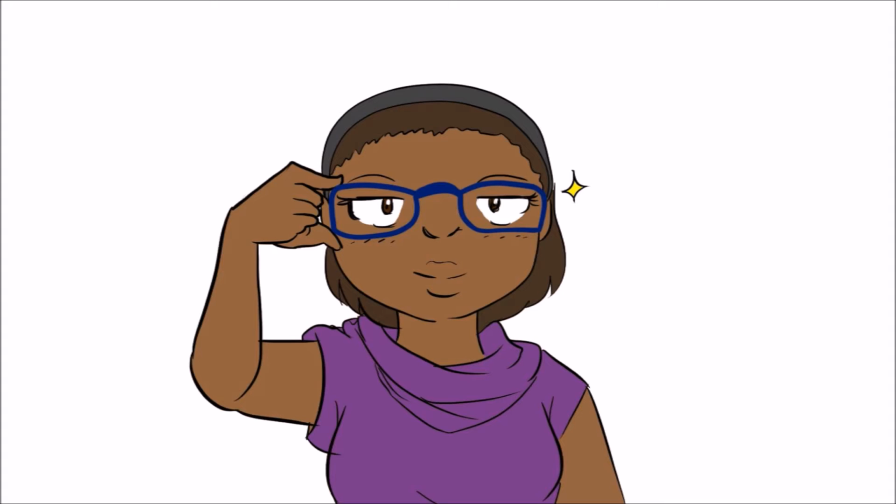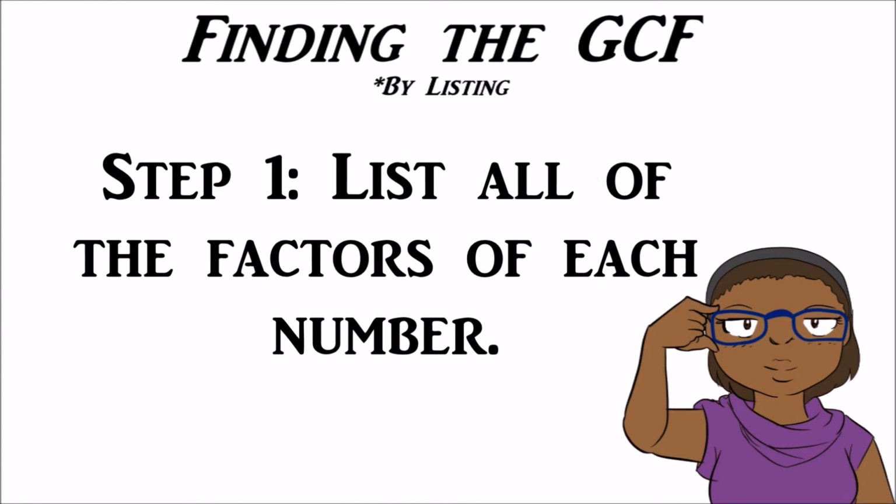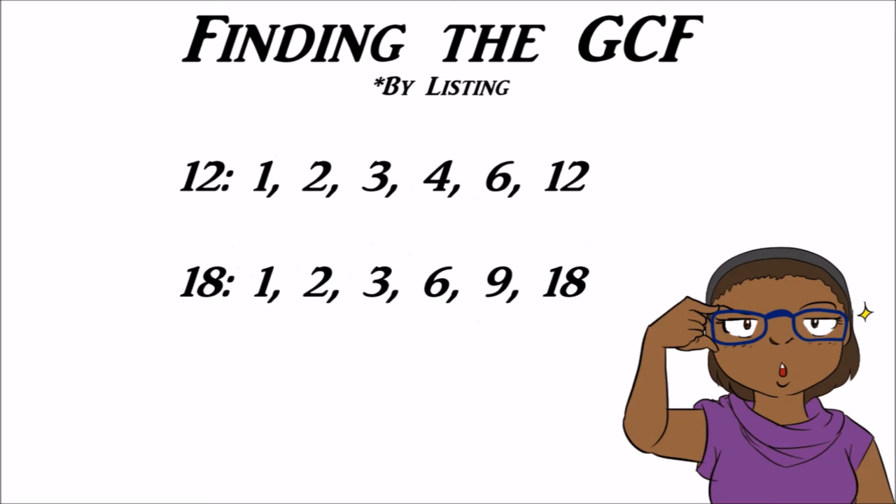Anywho, here are the methods for finding the greatest common factor and the least common multiple. Let's start with finding the greatest common factor, or GCF, by listing. Let's say we're trying to find the greatest common factor of two numbers, say 12 and 18. The first step we need to take is to list all of the factors of both of our numbers. In this case, the factors of 12 are 1, 2, 3, 4, 6, and 12. The factors of 18 are 1, 2, 3, 6, 9, and 18.